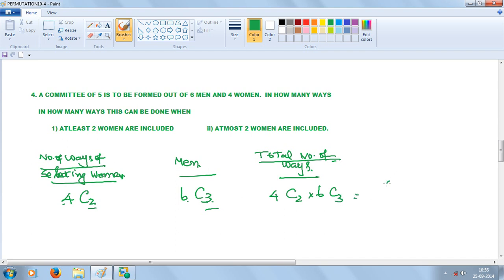4C2 means 4 multiplied by 3 divided by 2 multiplied by 1. 6C3 means 6 multiplied by 5 multiplied by 4 divided by 3 multiplied by 2 multiplied by 1. So we will cancel the common factors. It is 2 multiplied by 3, 6 5s are 30, multiplied by 4 is equal to 120.